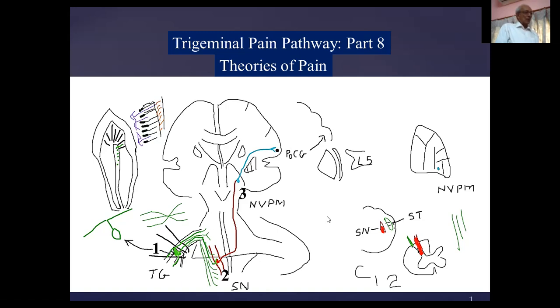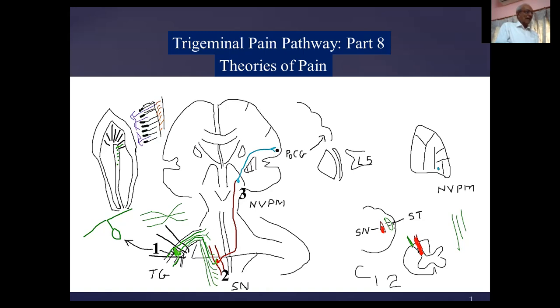One should try to find out when the term neuron was introduced. For many, many years, it was thought that all these neurons were continuous with each other. Suppose here, if you consider 1, 2, 3, and maybe 4, it was thought that all of them were continuous with each other.